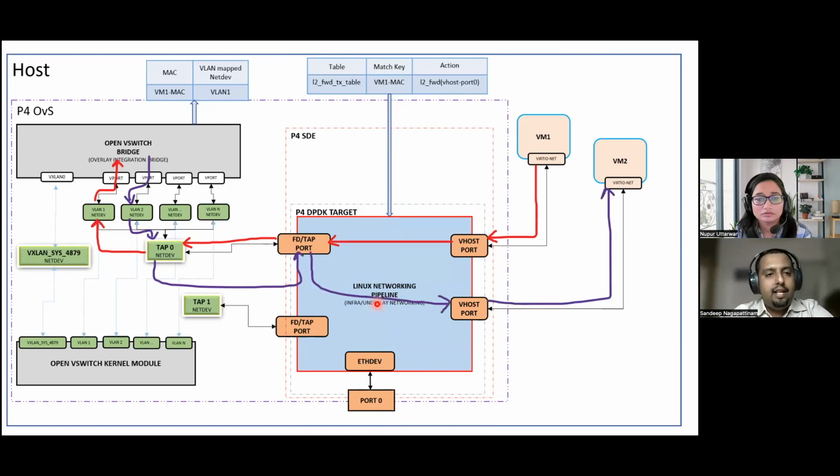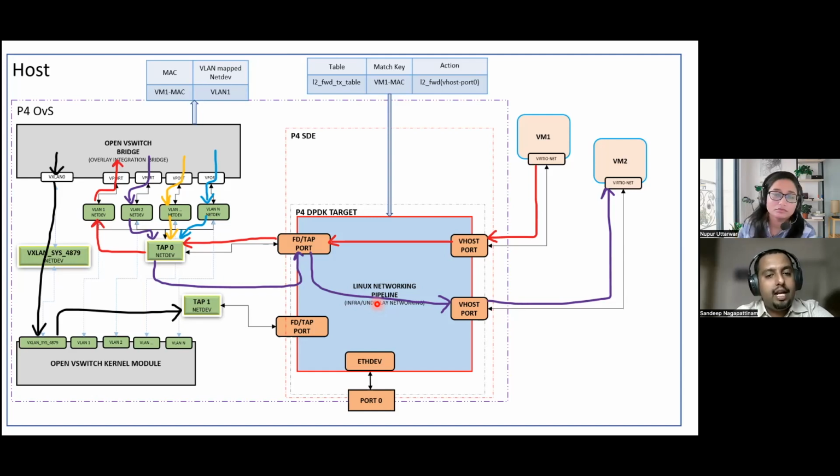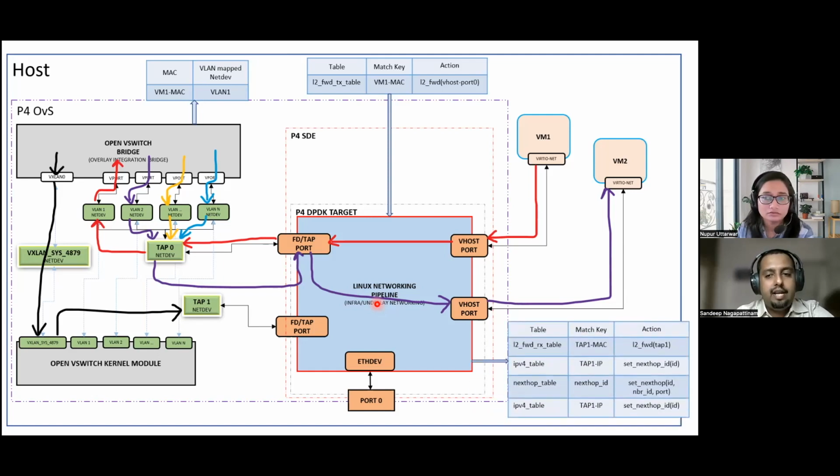Since this is a broadcast packet, the moment it reaches your bridge, it will be forwarded to all the VMs, all the VLAN ports, and also onto your Vxlan port. Here, the moment the packet reaches your kernel through the Vxlan port, it will be encapped and we try to send it to your TAP1 port. If the TAP1 connectivity is not there, an ARP request will be sent for TAP1 to make sure your underlay connectivity is enabled. Once the underlay connectivity is enabled, we program a few more tables in the backend, which are the L2 forward RX table, IPv4 table, and next hop table. Sorry, it's a typo, it's a next hop table.